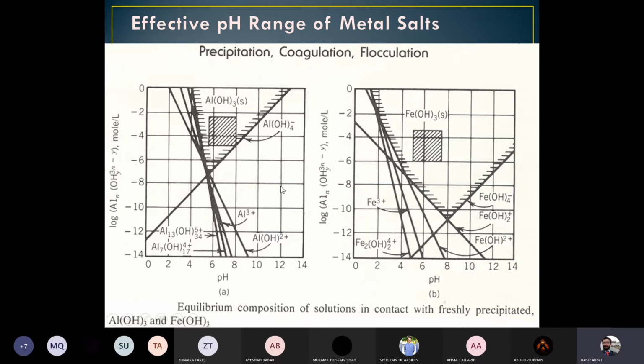This is for aluminum hydroxide and this is for iron hydroxide. Its pH is 4.5 to 6 or 7.25, while for aluminum hydroxide we do have a pH of 5.7 to 8.